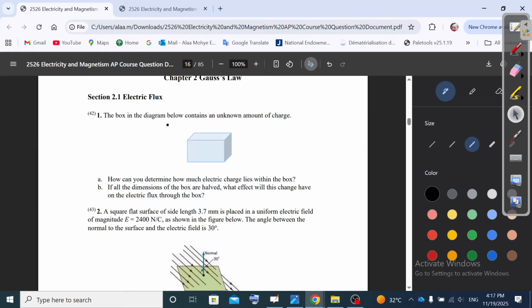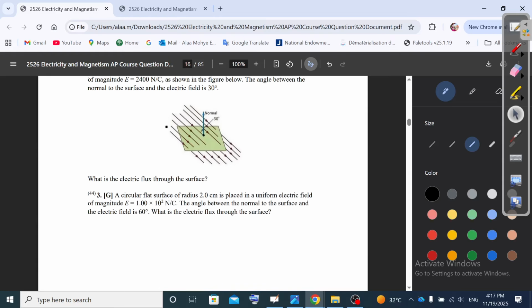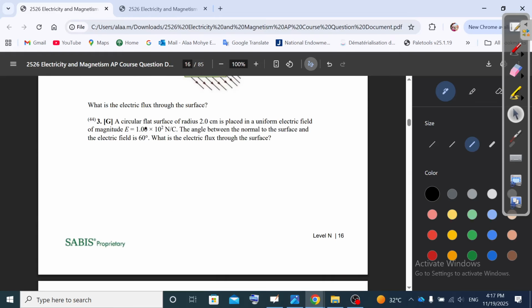So I believe that's chapter 1. Yes. Okay. Moving on to chapter 2. A circular flat surface of radius 2 cm is placed in a uniform electric field, whatever, at an angle to the normal of the surface. What's the electric flux?